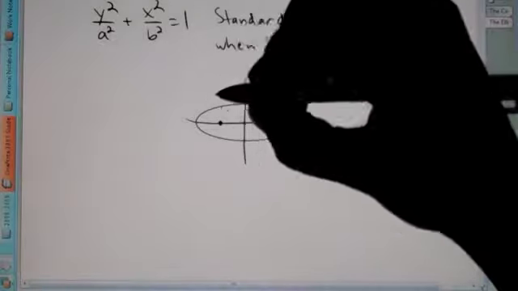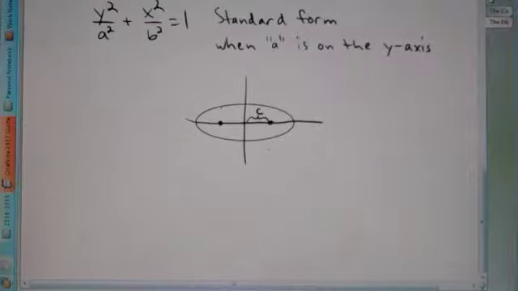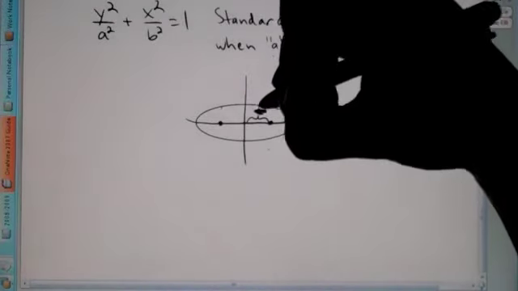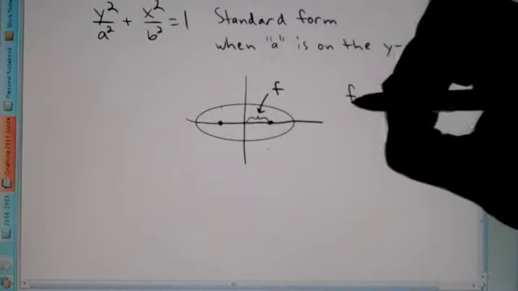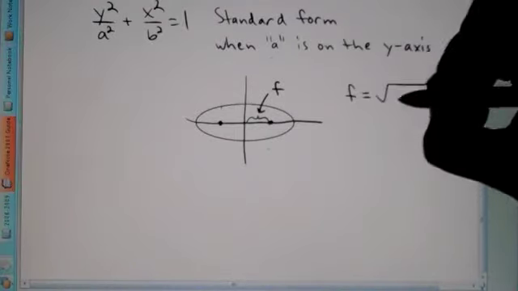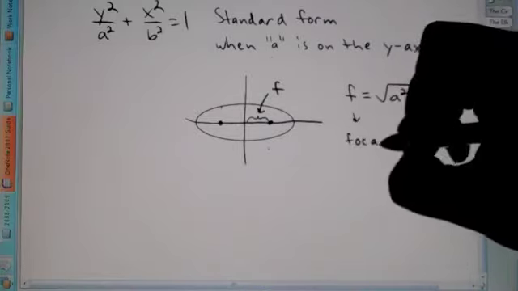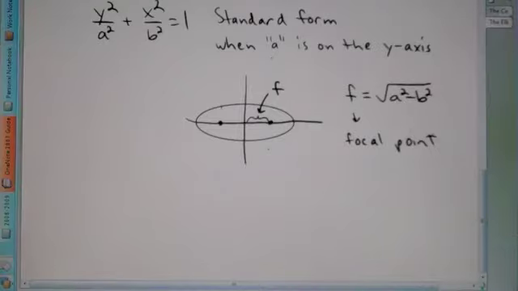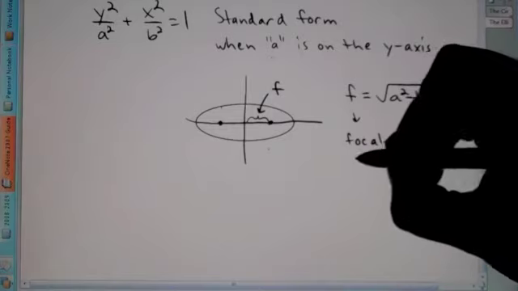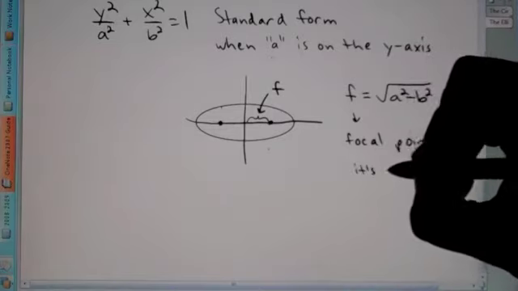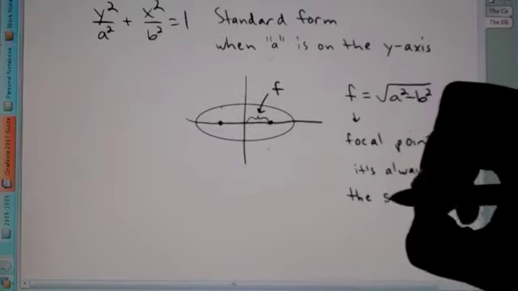So there's a formula for that. We call this distance here c, for focal point. One focal point, f, is equal to the square root of a squared minus b squared. And something to know about the focal point is that it's always on the semi-major axis.